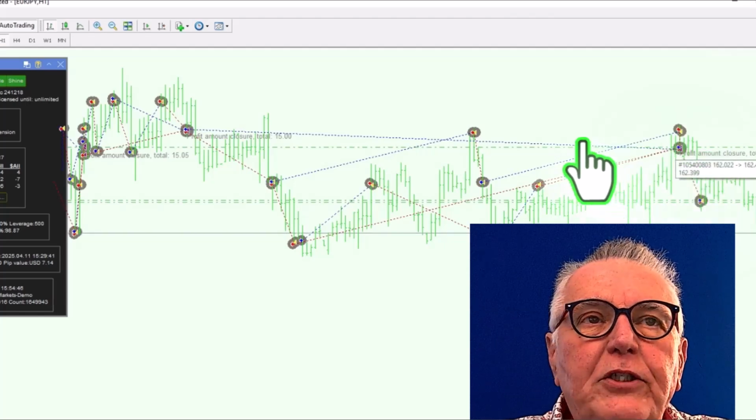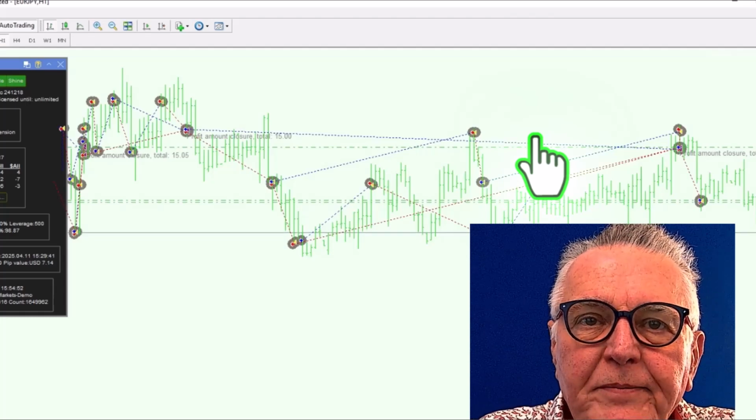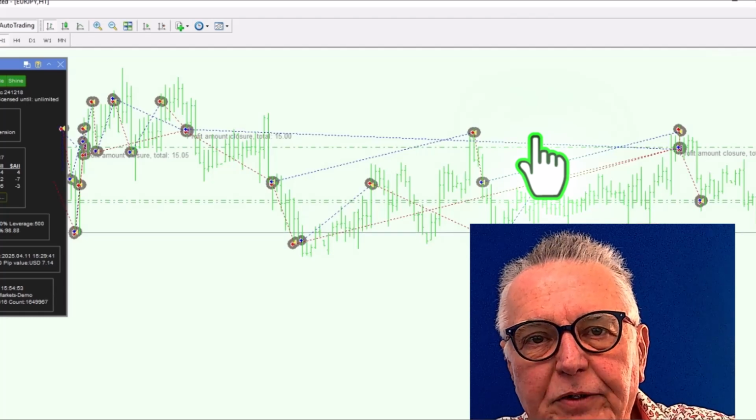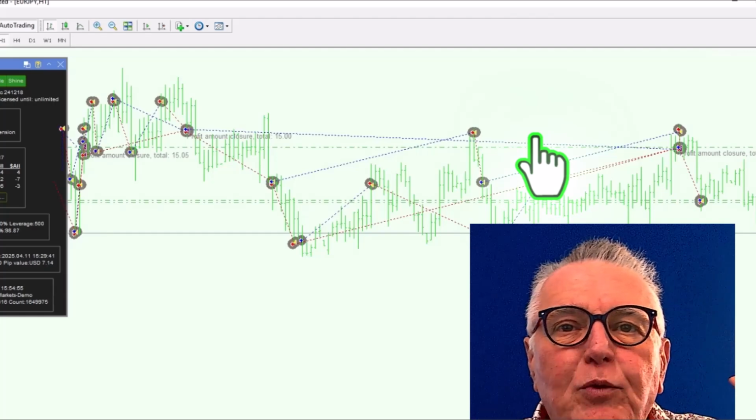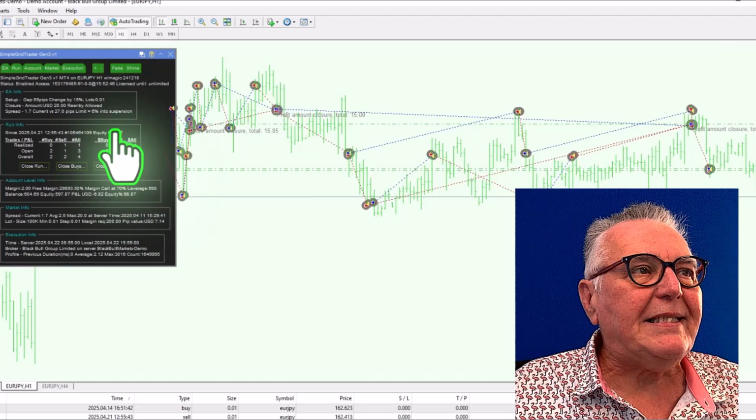But while it's trading, it cashes in every single move in the market. So if the price goes up, it cashes in. If it goes down, it cashes in. And that's what makes this EA so powerful. So let's have a look at the settings.